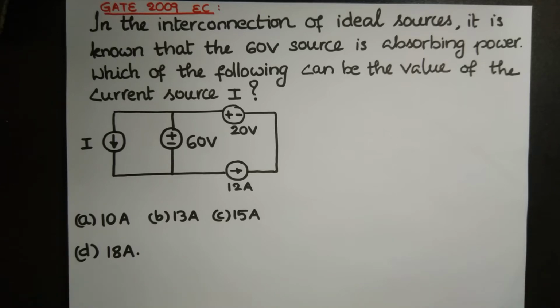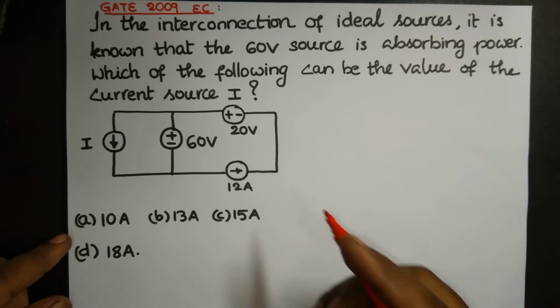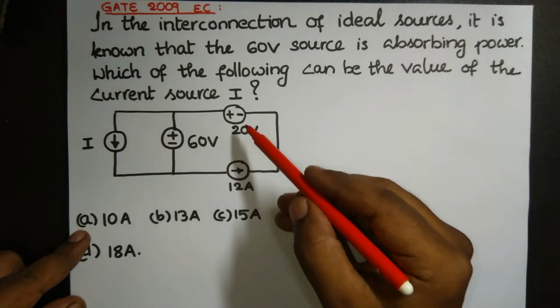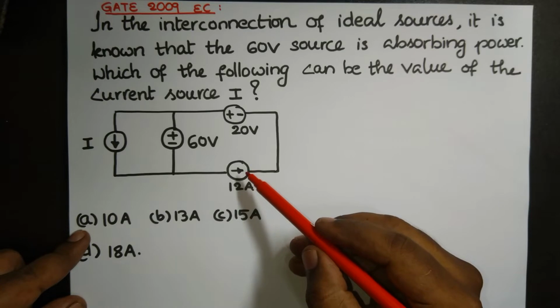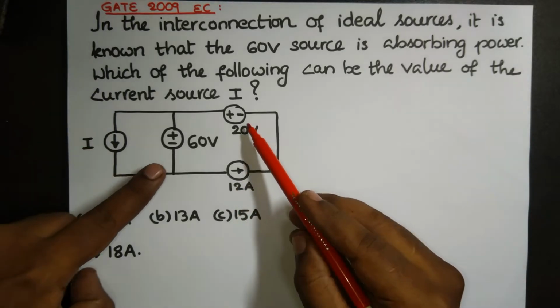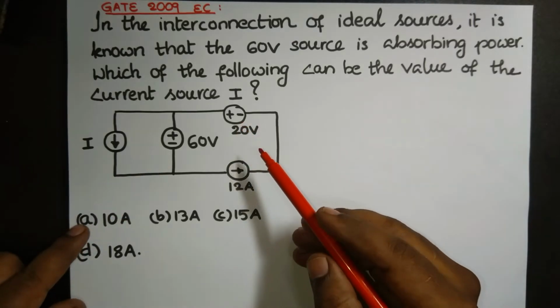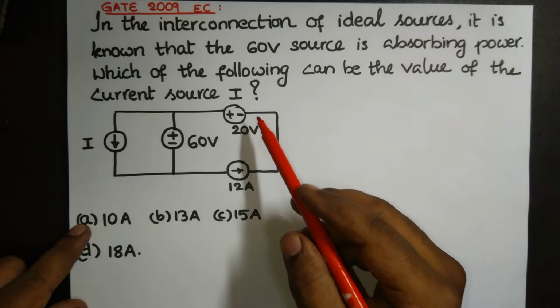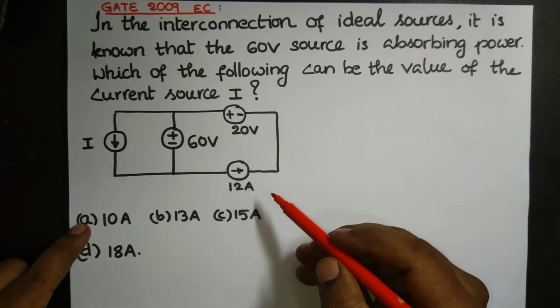Greetings. Here we have an eye-catching question. See, here we have an interconnection of ideal sources. We have four ideal sources: a couple of current sources and a couple of voltage sources. It is interesting that there are no passive components in this beautiful network.